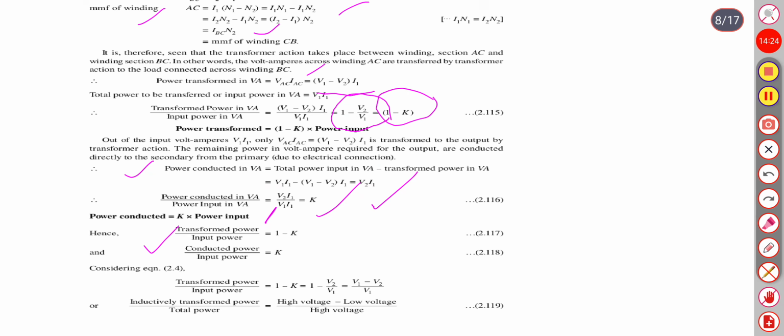So, transferred power divided by input power will become V1 minus V2 upon V1, or high voltage minus low voltage divided by high voltage.